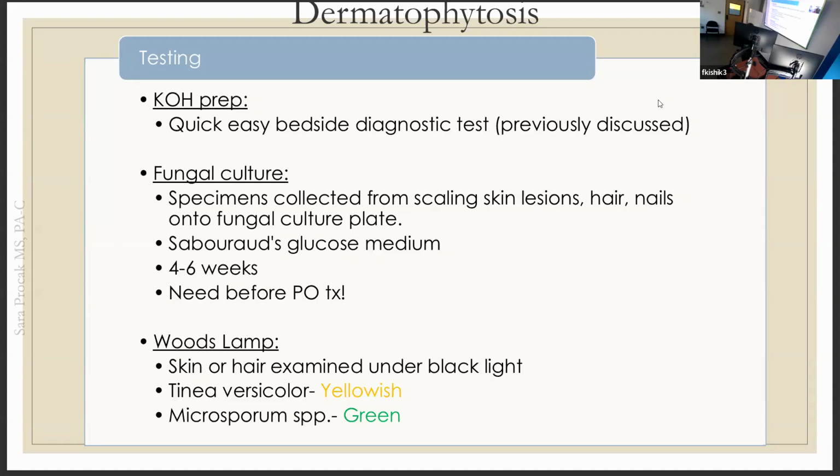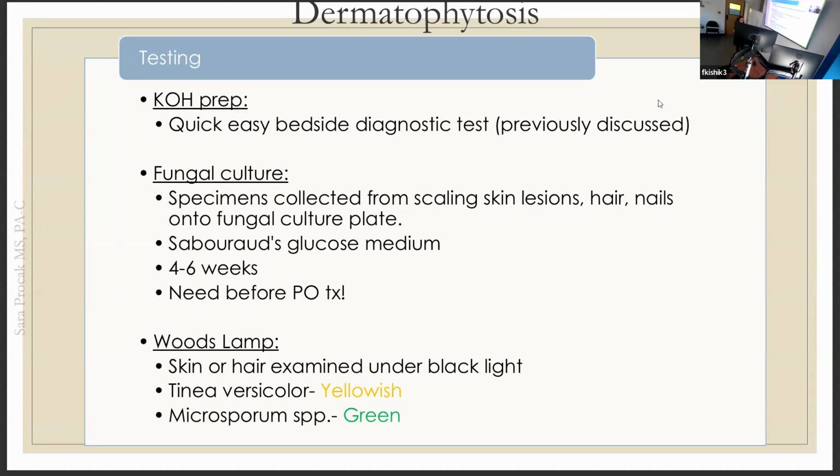Okay. Other options: Wood's lamp. This is basically a black light that you shine onto your patient's skin in a darkened room, and the lesions are going to fluoresce. Depending on what species is there, they can fluoresce different colors. So Tinea versicolor is going to fluoresce yellow.